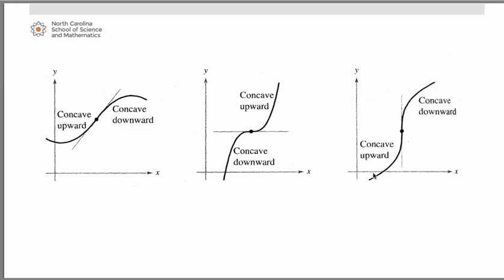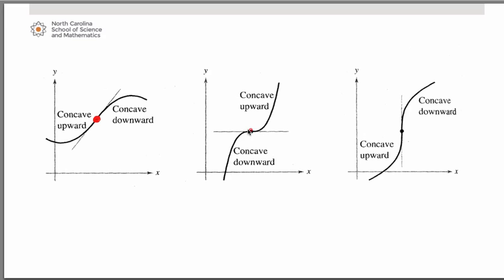So here we have 3 examples. Notice in the first one on the left, this point right here would be our inflection point. Notice how the curve is concave up. It hits this point, and then it's concave down. And notice the tangent line cuts right through the curve there.